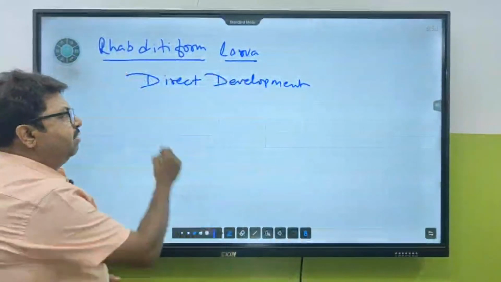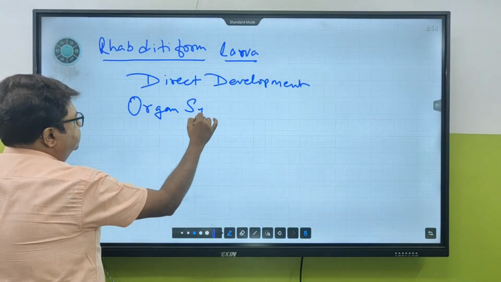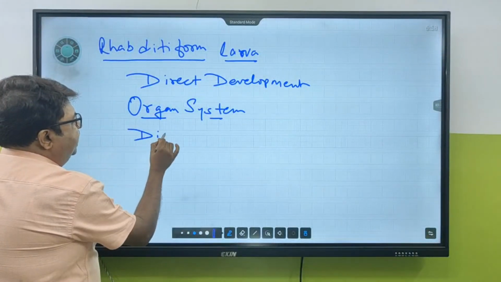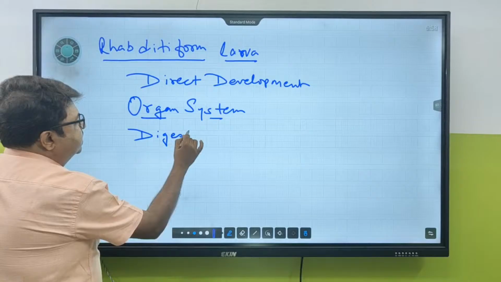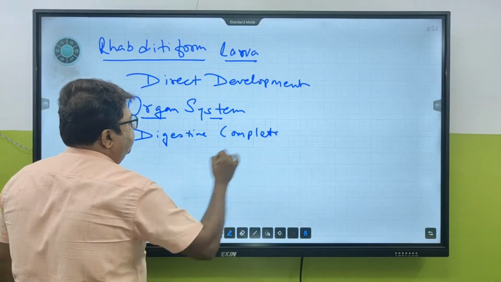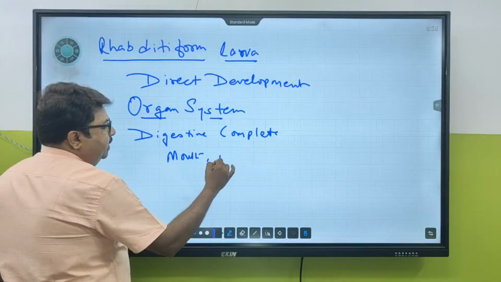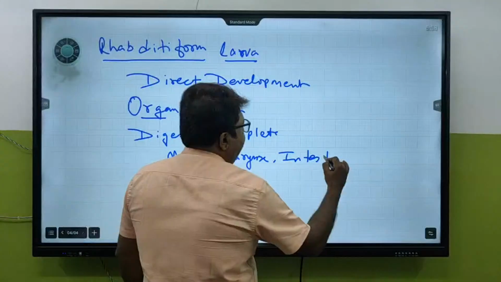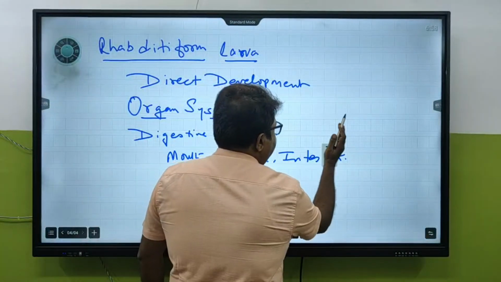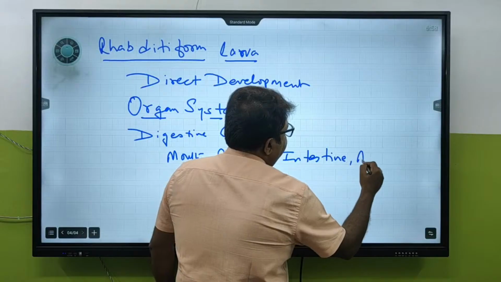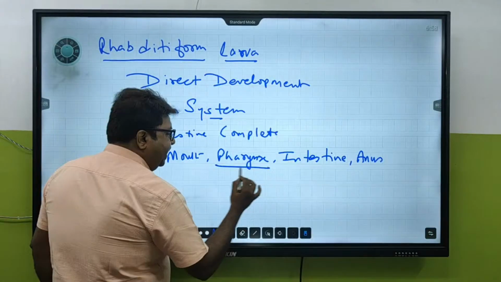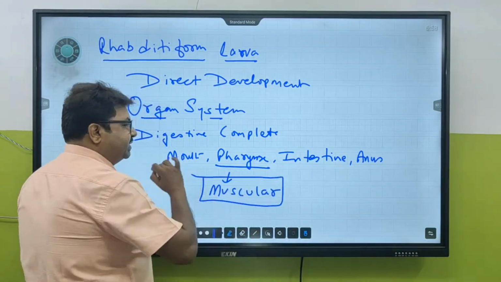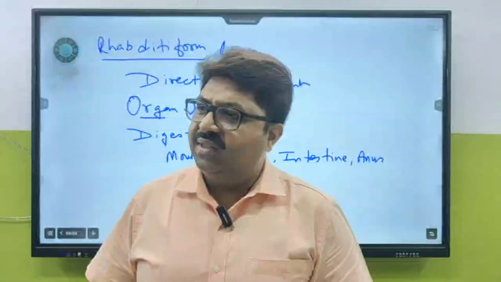Now very, very important. When I said what kind of level of organization they have? Organ system. That means they have got a complete digestive system. What is the meaning of complete? They have got mouth, pharynx, intestine and anus. This pharynx is muscular. You can see in your book, it is written they have got a muscular pharynx.